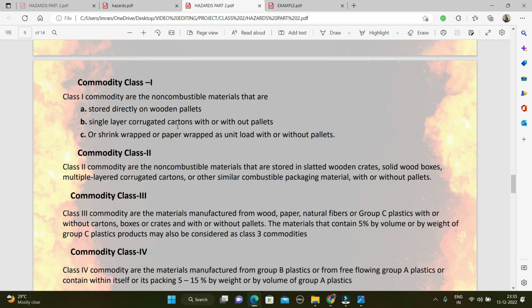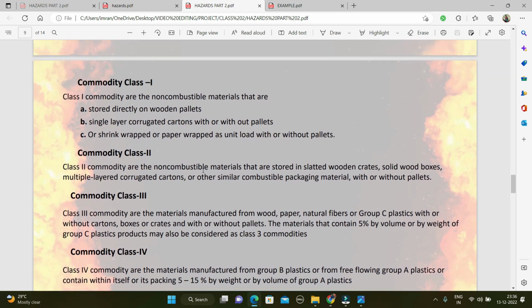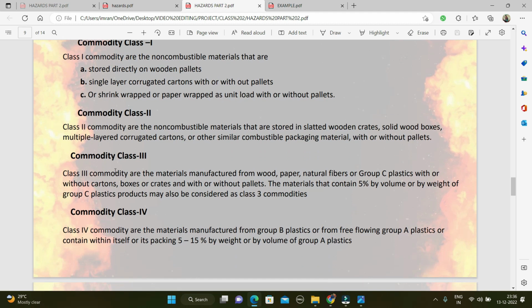Also here, if it's a single layer corrugated carton, then we will consider it as class 1. But if we store multiple layers, like 2 layer, 3 layer corrugated cartons, then we will consider it as class 2. Okay, then it's clear now, commodity class 1 and class 2. It's very easy. You can pause my video and read.